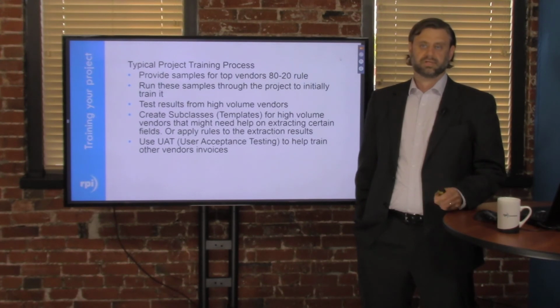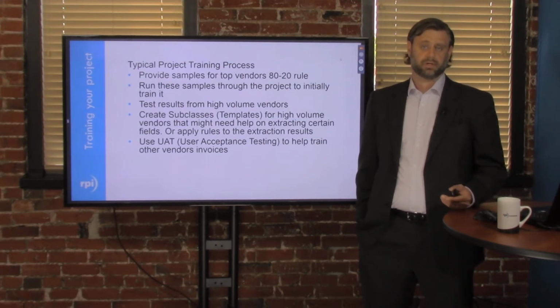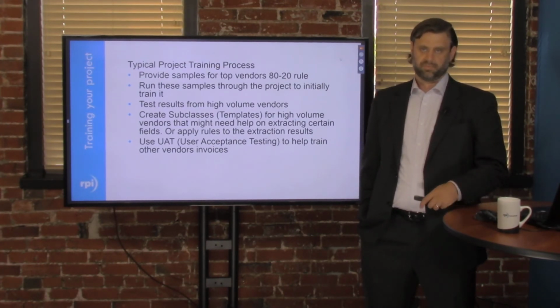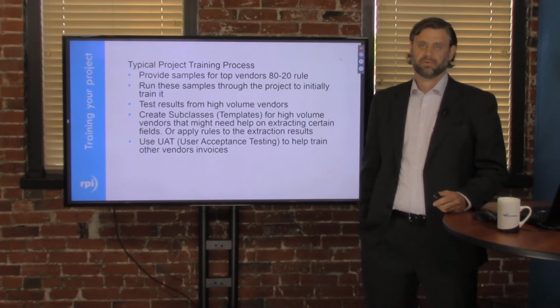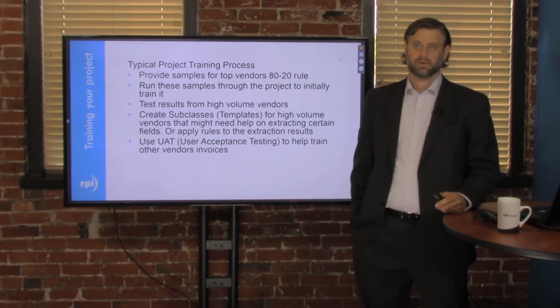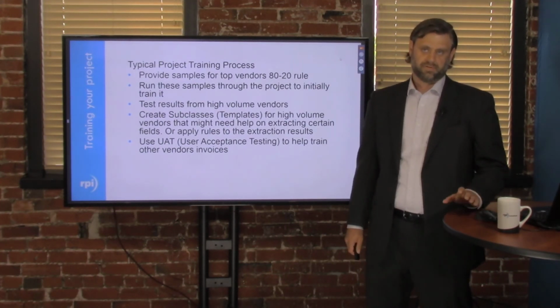So after we run some of these through initially, for our high volume vendors, we want to check to make sure that the extraction rates for those vendors are good, that we're not missing fields that people are going to have to validate thousands or touch thousands of fields as invoices come through. We want to eliminate that as much as possible. So we do have the ability to create what's called a subclass within Kofax.